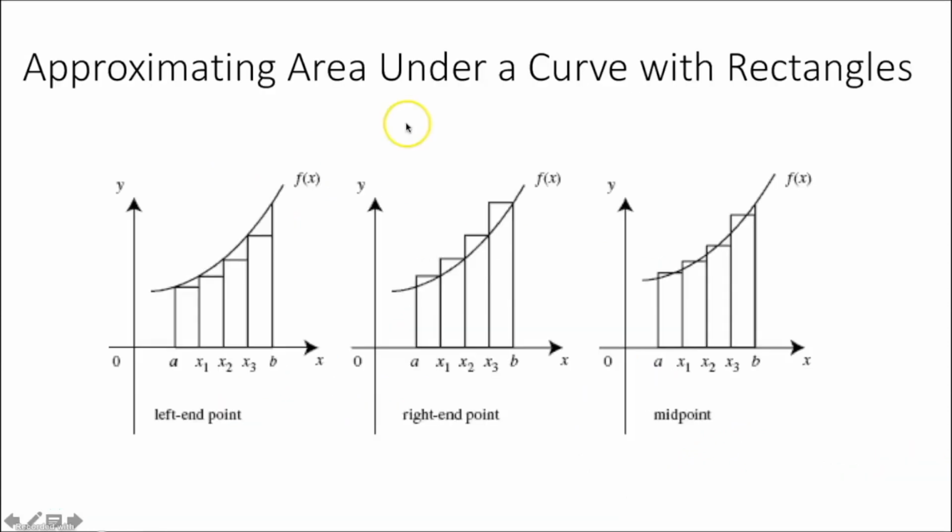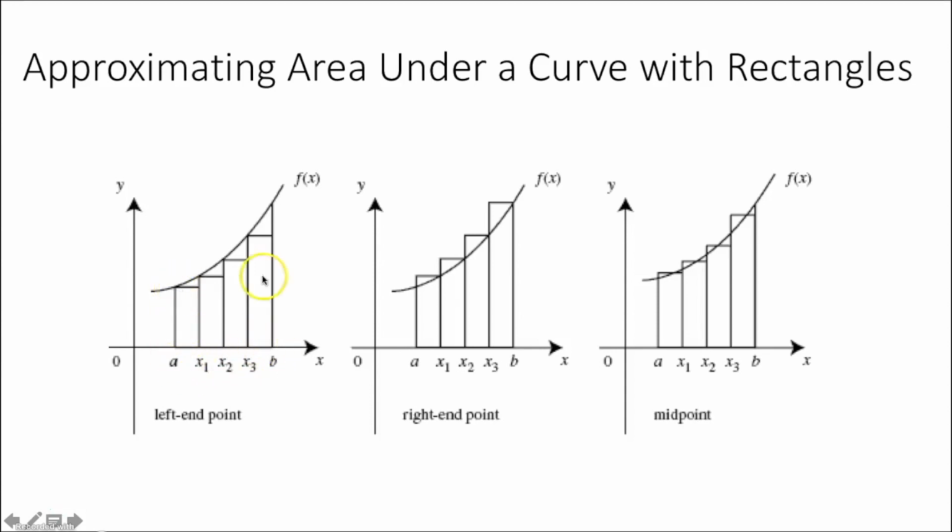Now let's talk about approximating area under a curve with rectangles. There are 3 different ways we're going to approximate area under a curve with these rectangles. The first is a left endpoint or left-hand approximation. The second is a right endpoint or right-hand approximation, and the third is a midpoint approximation. As you can see, these rectangles are broken up based on subintervals, and those subintervals are going to be the base of each of those rectangles.